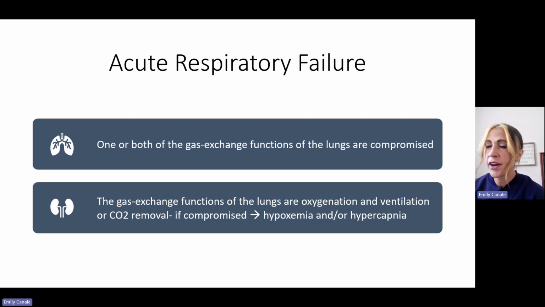So acute respiratory failure is kind of a blanket statement. We're saying that one or both of these gas exchange functions in the lungs are not working the way they're supposed to be working. So we're not getting adequate oxygenation and ventilation, and we're not removing carbon dioxide the way that we want to. So we're seeing hypoxemia, we're seeing hypercapnia, that high elevation of CO2. There are two different types: hypoxemic respiratory failure and hypercapnic respiratory failure.